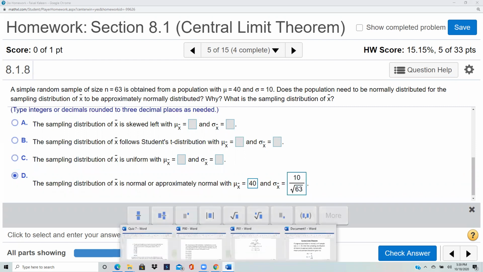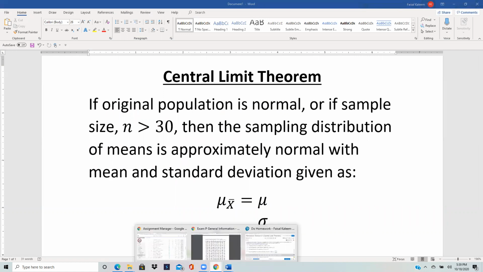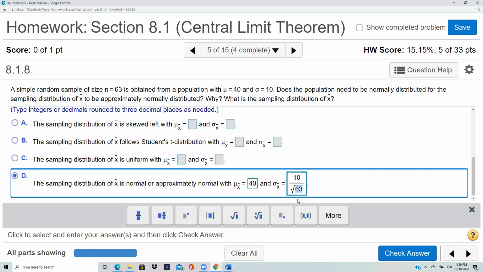Remember, the standard deviation is the original standard deviation divided by the square root of the sample size. So we have 10 over the square root of 63, and that ends up being 1.26 to 3 decimal places.